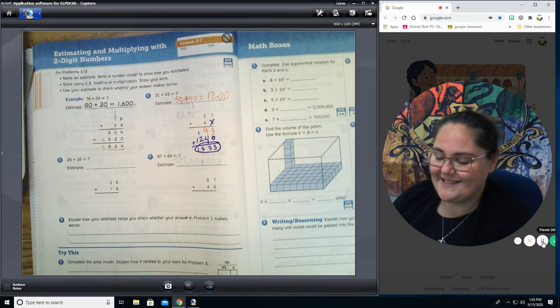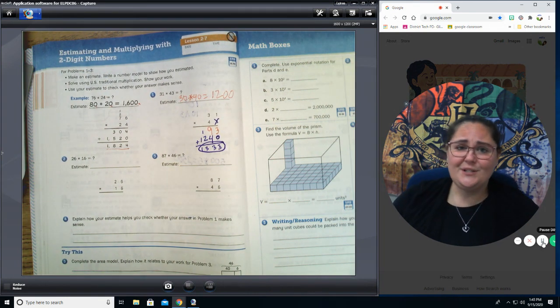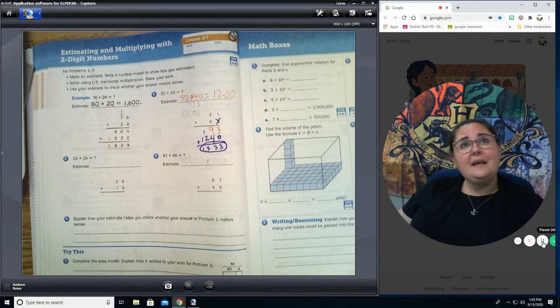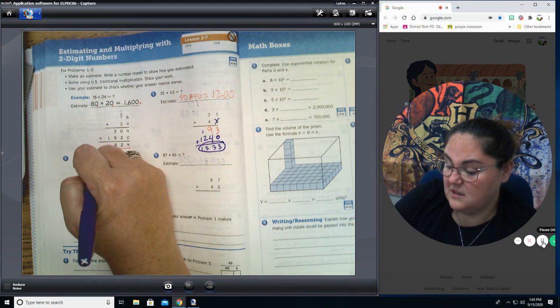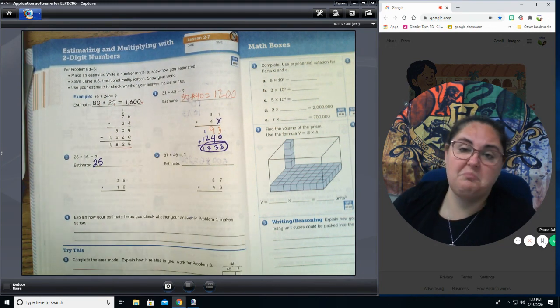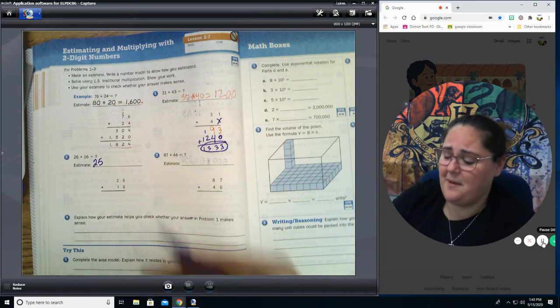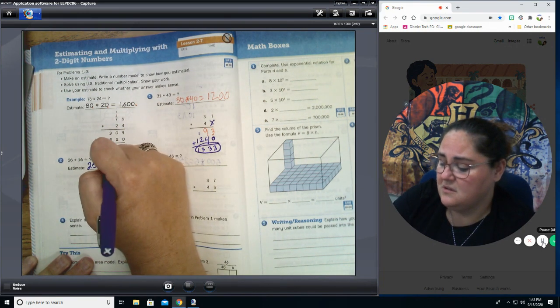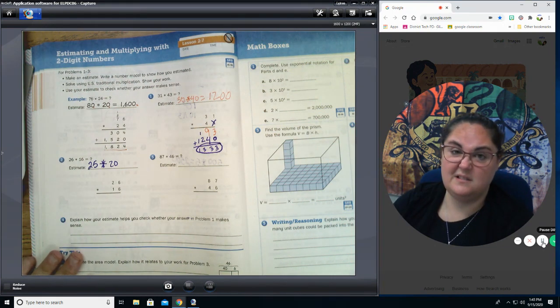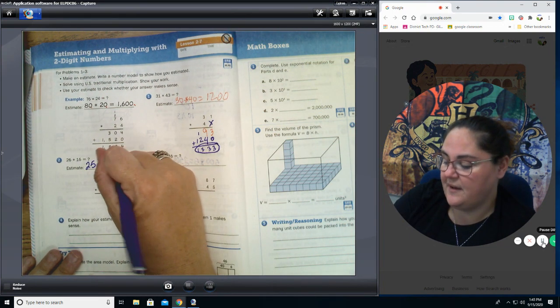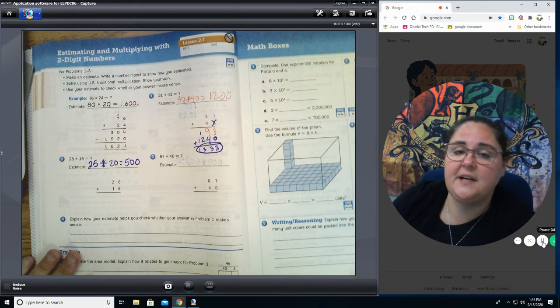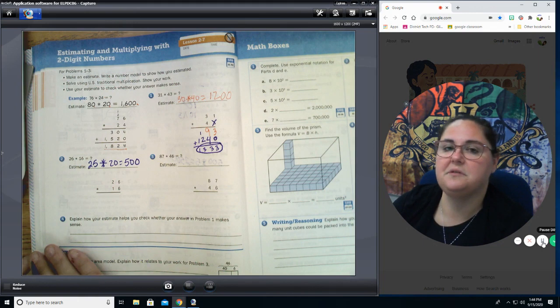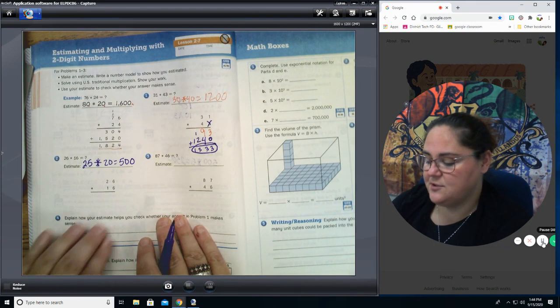Number 2, 26 times 16. 26, let's see. I can make it 25. I think that would be easy. 25, yeah. And 16, since I went down, maybe I'm going to go up. Maybe I'm going to say 16 is close to 20. Make it easy. I know that 2 times 25 equals 50, and add that 0 to the end. So that means my answer is going to be about 500. Close to 500. All right, let's do the math.